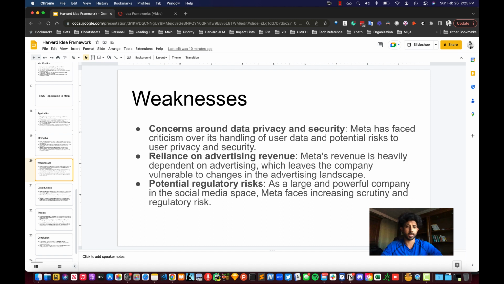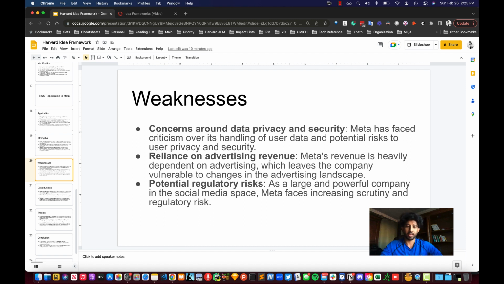Coming to weaknesses, it has a lot of concerns with data privacy and security, which faced many customer backlash and also political and legal issues. There's too much of a reliance on advertising revenue, which makes it a pigeonhole in case there is ever any leak or any competition within that space.